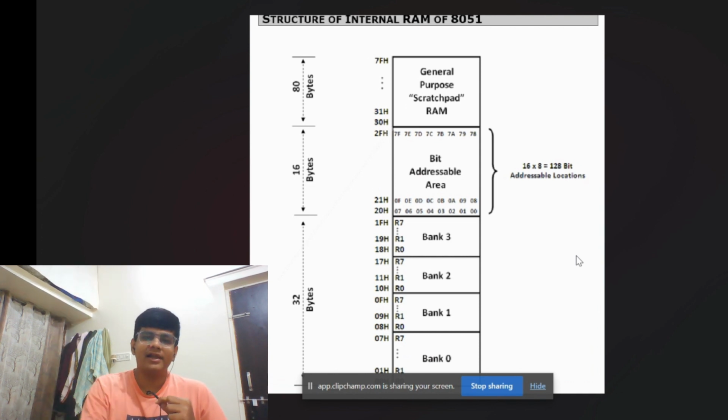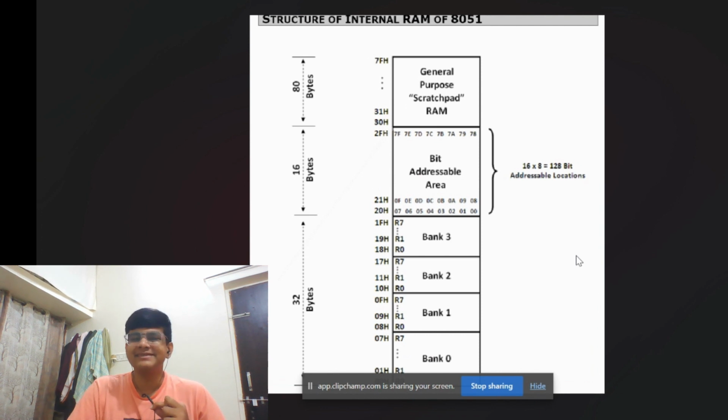So let's come to the topic: structure of internal RAM of 8051. It is 128 bytes, divided into three sections: 32 bytes, 16 bytes, and 80 bytes. The 80 bytes is general purpose RAM, because the programmer can use that space for anything, for storing any information.